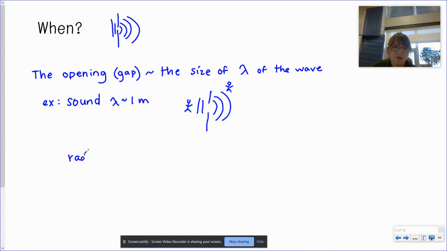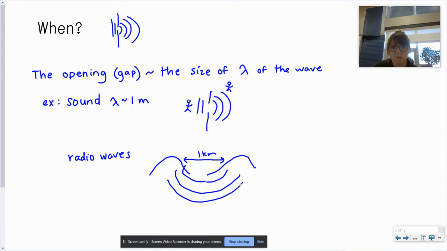Radio waves, which have a much longer wavelength, up to like a kilometer, can diffract around hills. So if we have hills that are even a kilometer apart, radio waves can diffract through that opening.